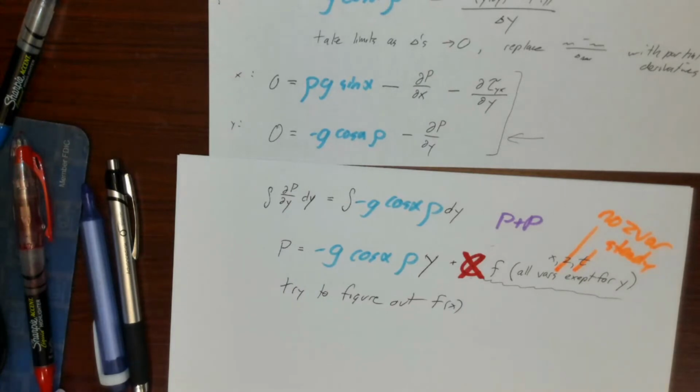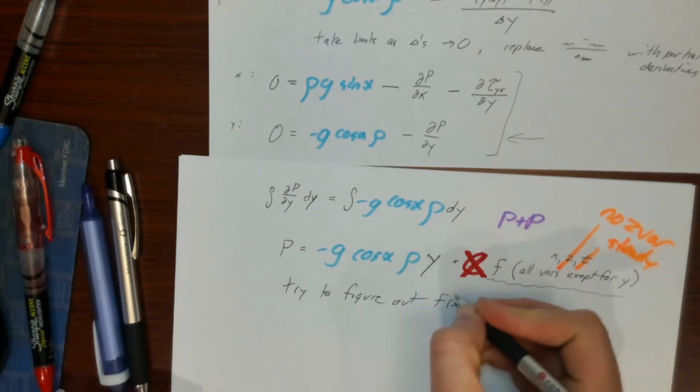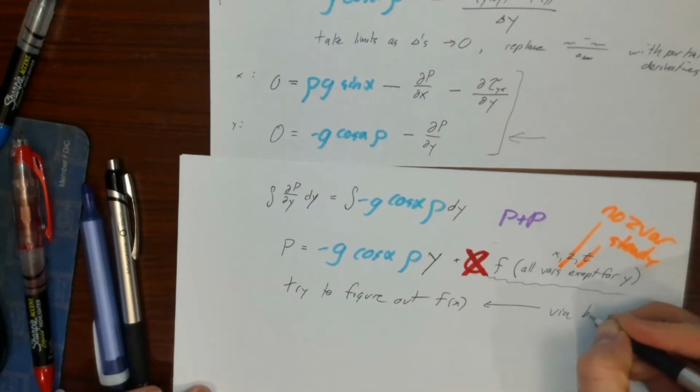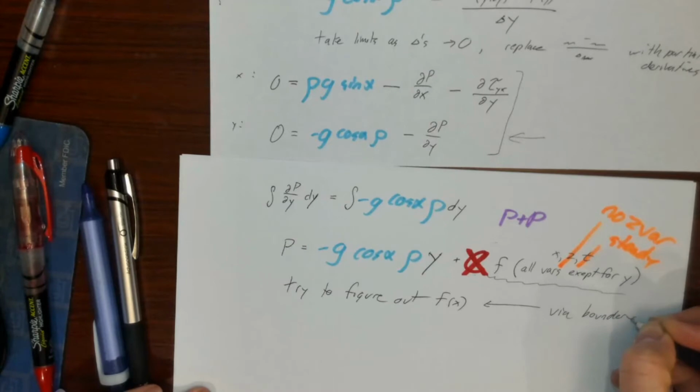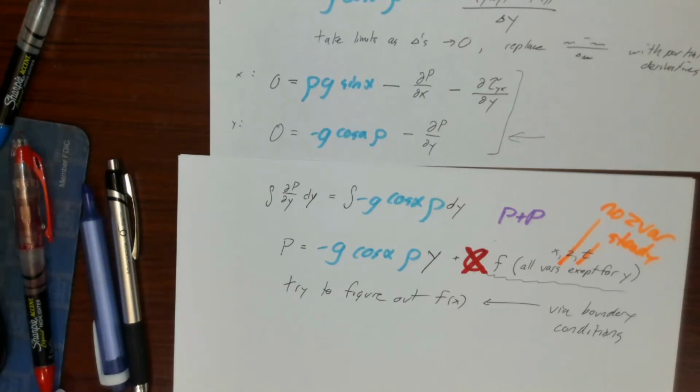Well, the information we have at our disposal for figuring out f of x comes from boundary conditions. And what do I mean by boundary conditions? Well, by boundary conditions, I mean parts of the flow where we know what's going on. For example, one part of the flow where we might know what's going on is the surface of the flow, or the bottom of the flow, or something like this, right?